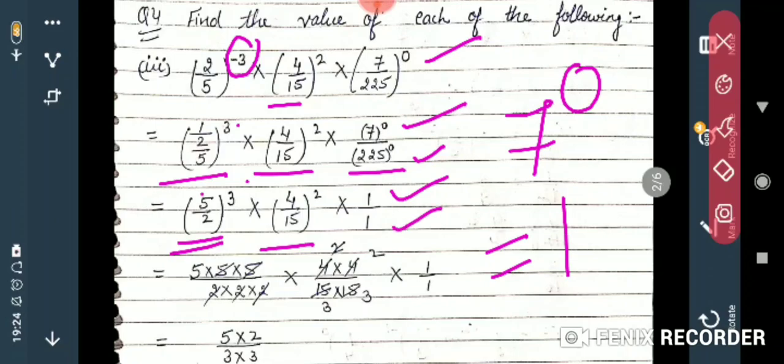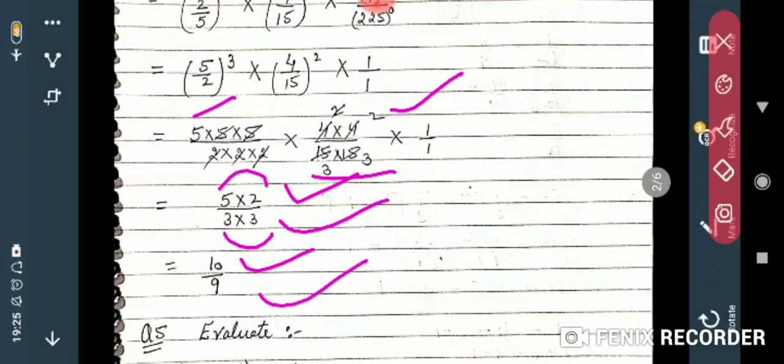Now it indicates that the power of 5 is 3, as well as the power of 2 is 3. So we will multiply 5 three times, 5 multiply 5 multiply 5. Similarly 2, 2 multiply 2 multiply 2, three times. Then the power of 4 is 2, we will multiply 4 two times. The power of 15 is 2, we will multiply 15 two times. Then 1 upon 1. Now just see, 5 3s are 15, 2 2s are 4, 2 2s are 4.